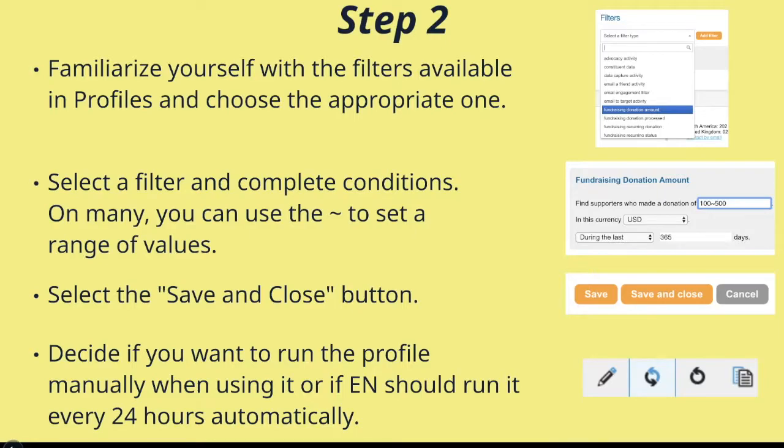So in this example, we're looking for fundraising donation amount between $100 and $500 in the last 365 days. If you want to create a range like this, you put a tilde between the 2 values, and Engaging Networks will look between value A and value B. You'll click the Save and Close button, and then you have to decide if you want to run this profile manually every time you're sending an email, conditional content email, or you're sending people to a conditional content page. To manually run it, you'll click the all black circle. If you want EN to run it automatically every 24 hours, you can select that blue and black button, and it will do that automatically.